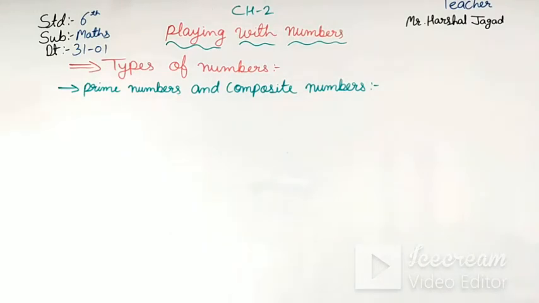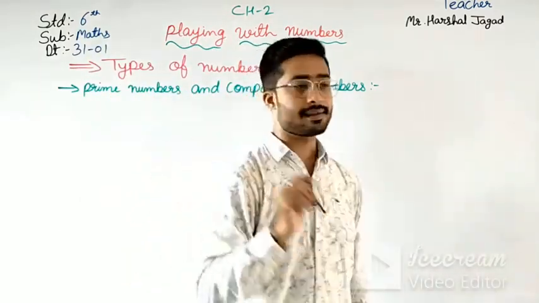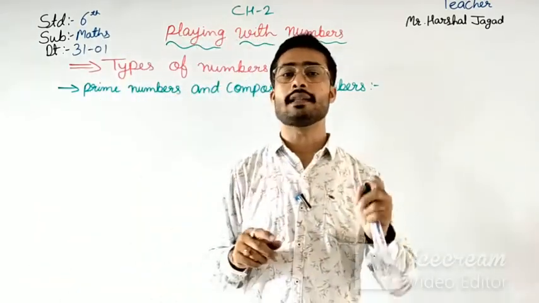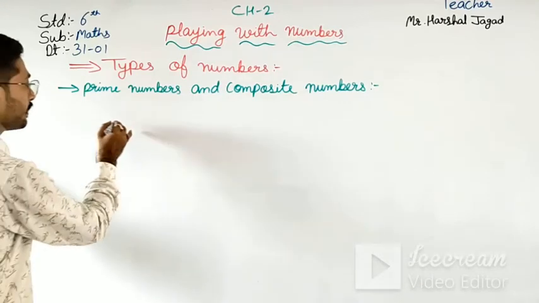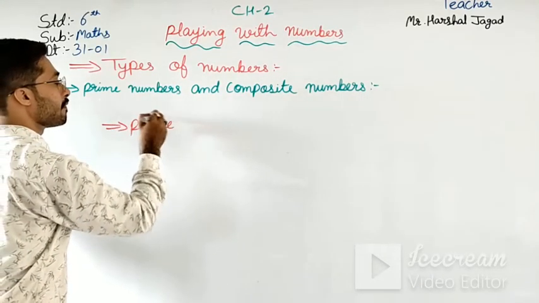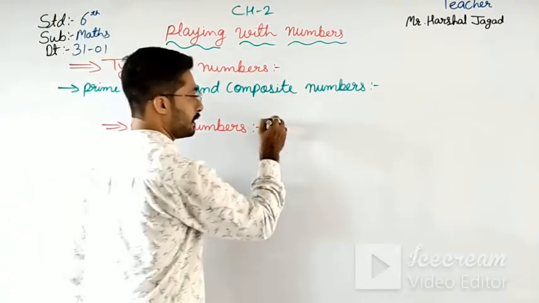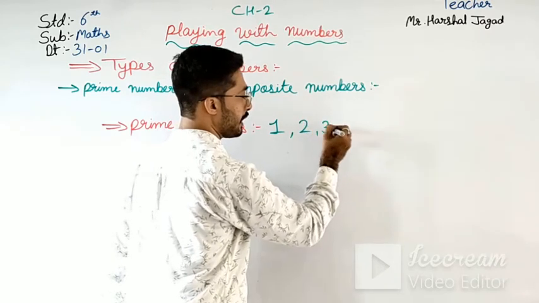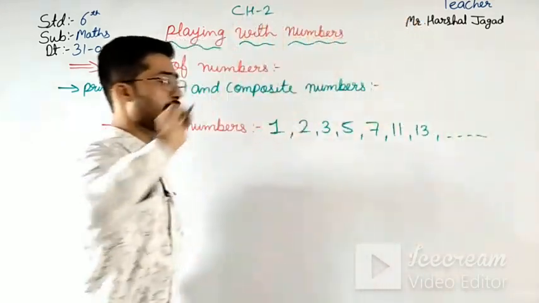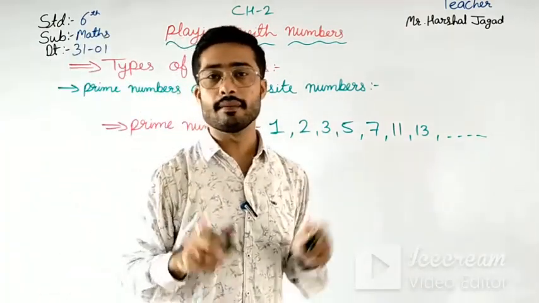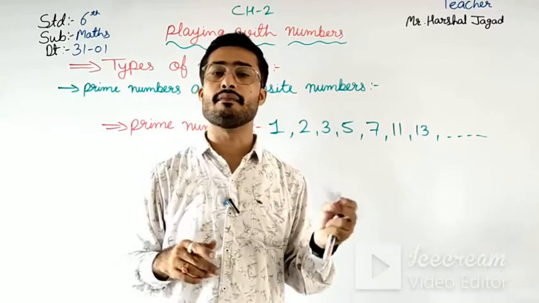In simple language, as you have already studied in the previous class, first of all, prime numbers. A prime number is what? A number with only two factors, 1 and the number itself, is known as a prime number. So what are prime numbers? 2, 3, 5, 7, then 11, 13 and so on. All these are prime numbers which have two factors: the first is 1 and the other is the number itself.